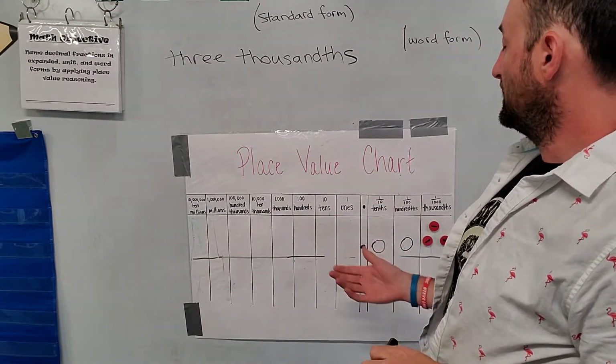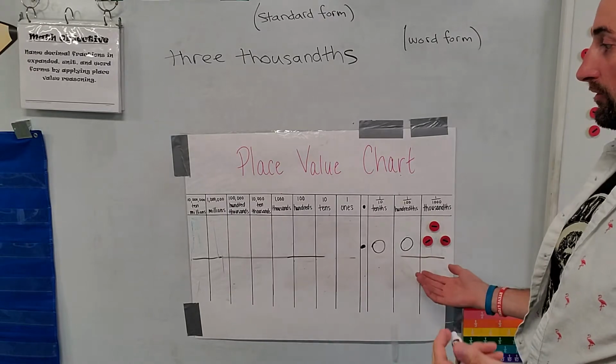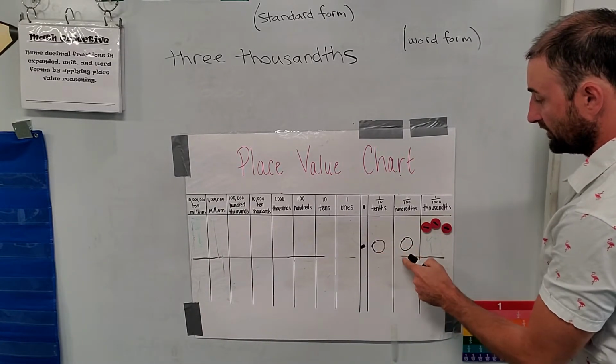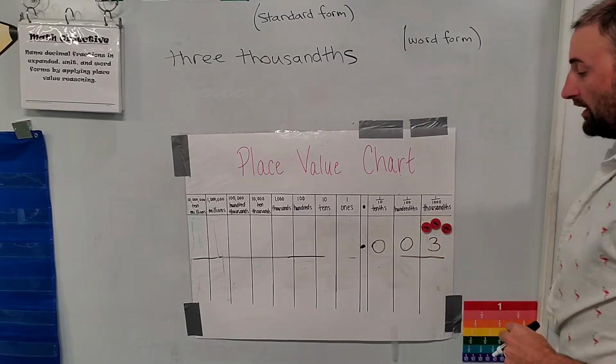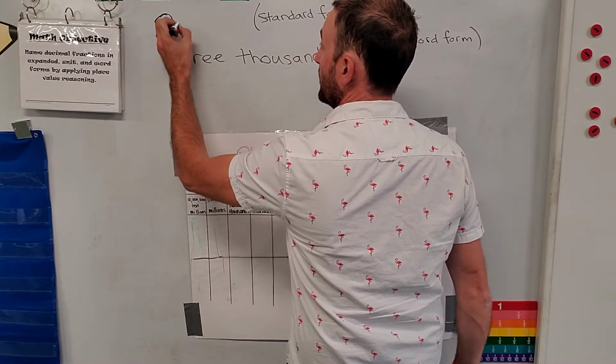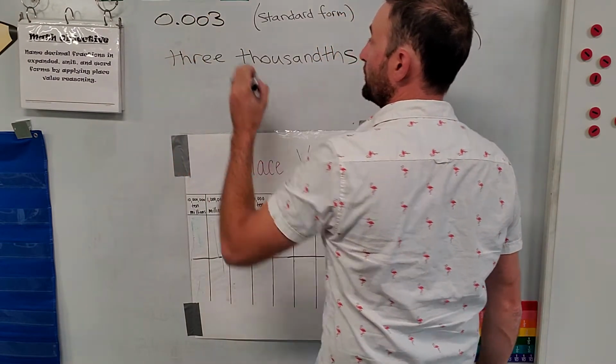Okay. In standard form, the way we would write it as a number, let's use our place value chart. 0 tenths, 0 hundredths, and 3000. So we know it's going to look like 0 and 3,000.